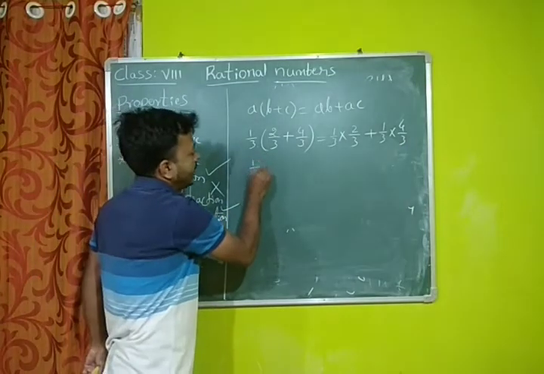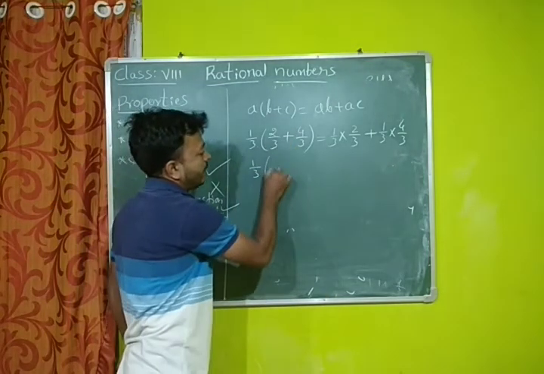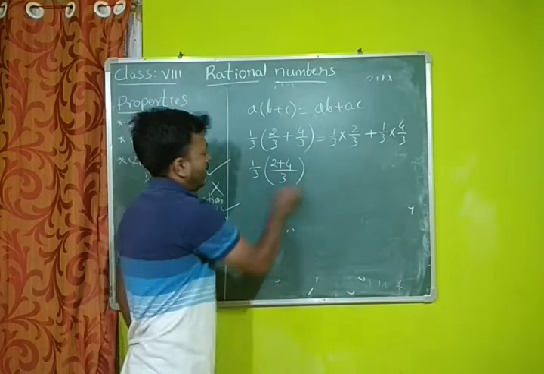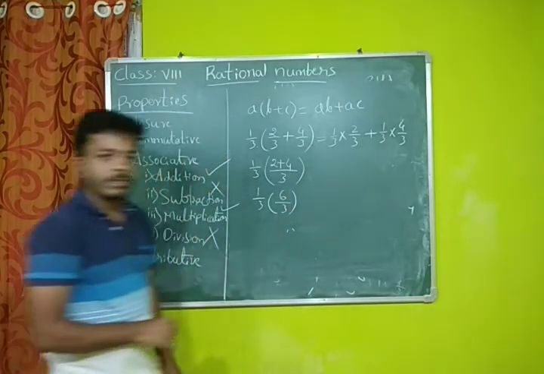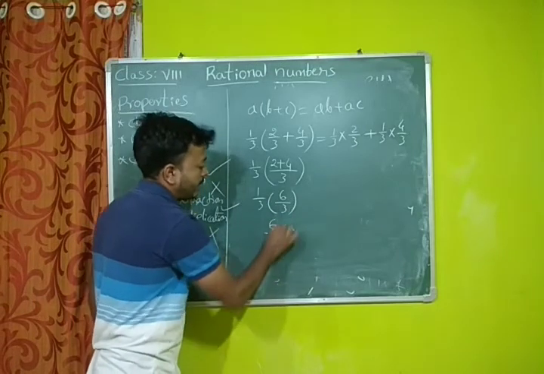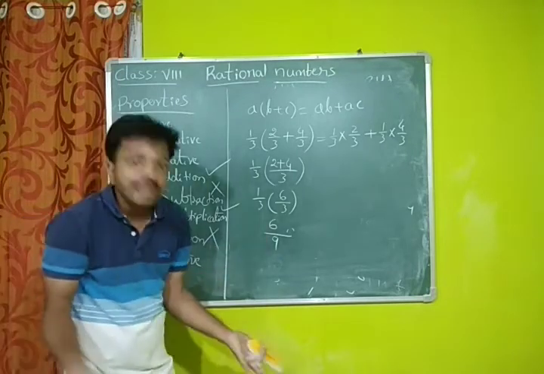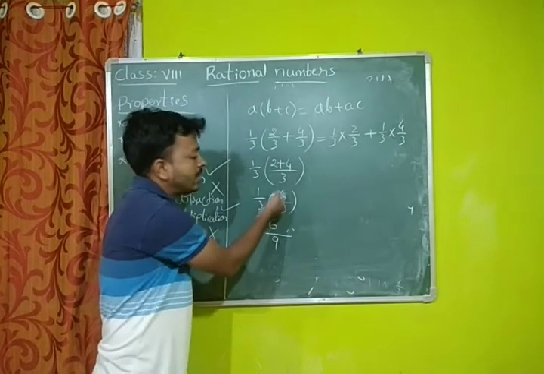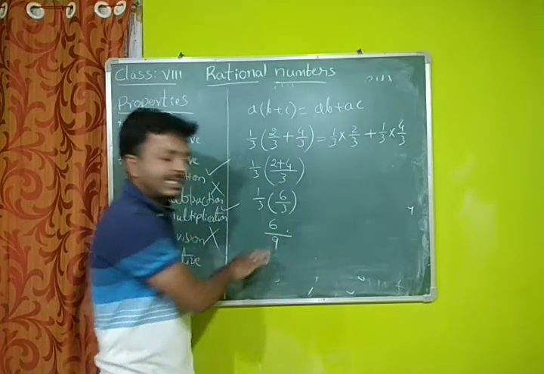Just 1 by 3. Bracket means what? First we have to solve this. Here, these two are like fractions. 3 will come, 2 plus 4. 1 by 3, here 2 plus 4 is 6 by 3. So multiplied by this means 1 into 6 is 6, divided by 3 into 3 is 9. What did we get? 6 by 9. Or otherwise, you can write the lowest term, that is also correct. You can cancel: 3 1s are 3, 3 2s are 6. There is nothing wrong in that. I wrote it as it is, just keep it.